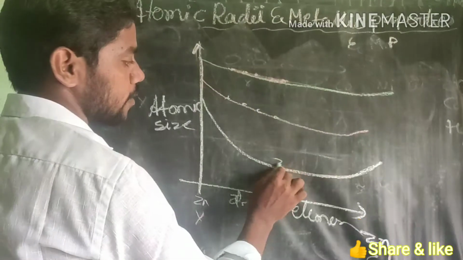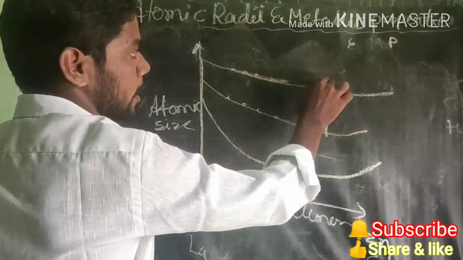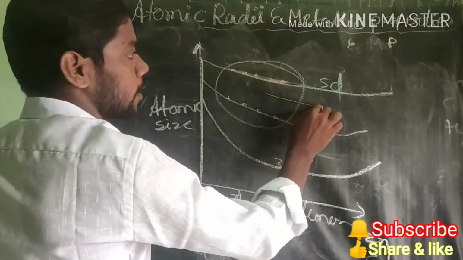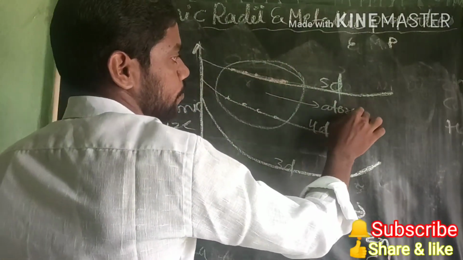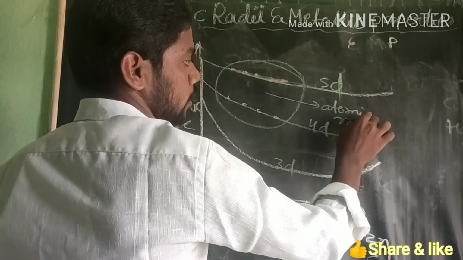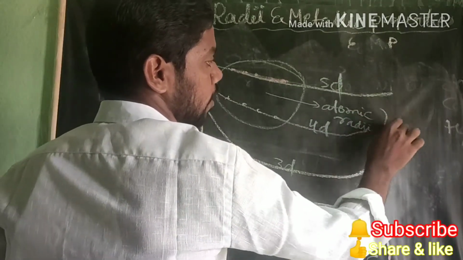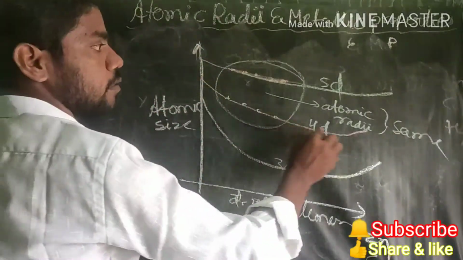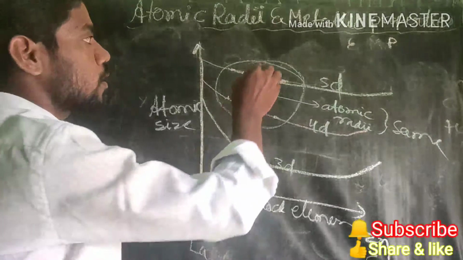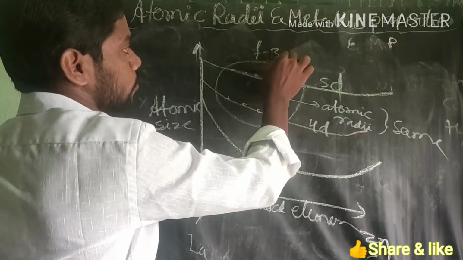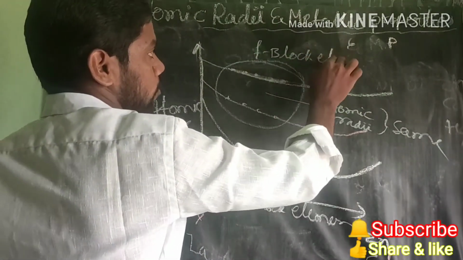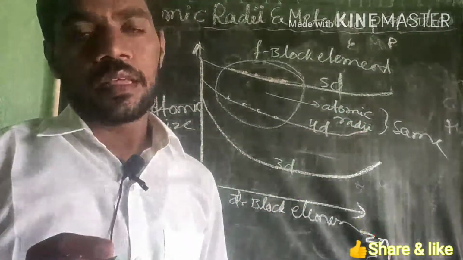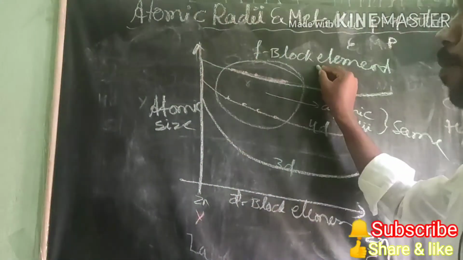This is the 3D series, this is the 4D series, and this is the 5D series. Here in the 4D and 5D series, the atomic radii are nearly the same. Why is this the same atomic radii? Because F block elements come in between. These F block elements show the same atomic radii.